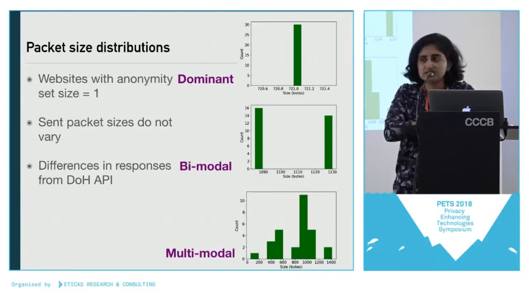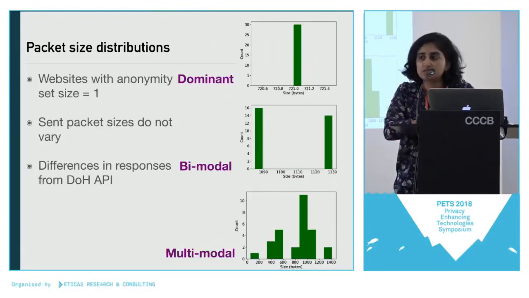So what we see is that, as expected, in the sent packet sizes you do not see any variation. They belong to the dominant category because you're querying for the same web page over and over again. However, in the received packet sizes, even though the majority of the sizes belong in the dominant category, you do see differences. So you see the bimodal and the multimodal values.